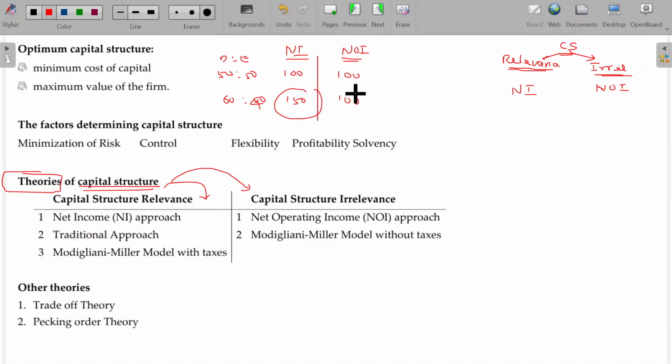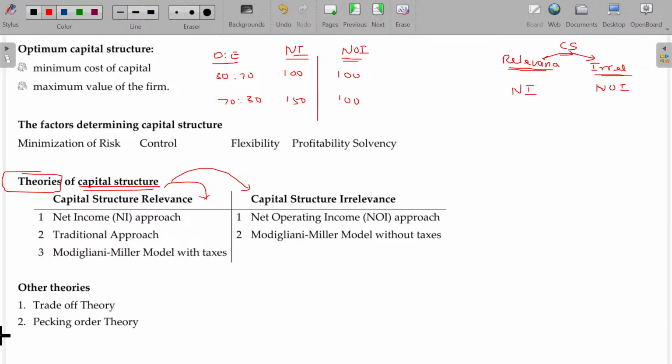What could be the structure? 50-50, 60-40, 70-30. That structure will have impact over the value of the company. The value of the company may be 100 lakhs, becomes 150 later on by changing the capital structure. Changing the capital structure is nothing but increasing the debt ratio. See, debt equity ratio, so this may be 30 debt to 70 equity. If you are reversing that, 70 debt to 30 equity, definitely as per the net income approach, the value will increase.